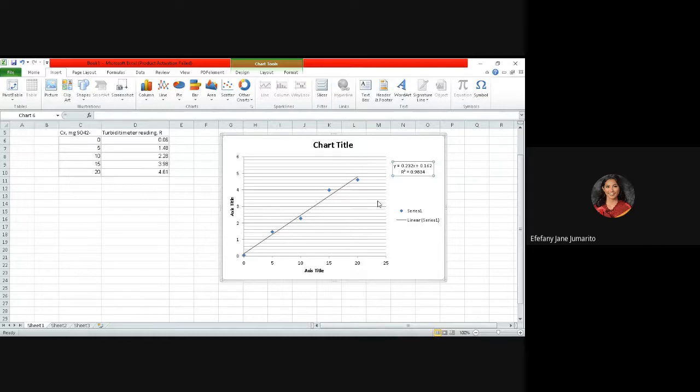Now when your data is very near to 1, it means that it is highly correlated. The data you obtain is highly correlated to each other. So if you have an R square of 0.9834, then that's very good data of yours.